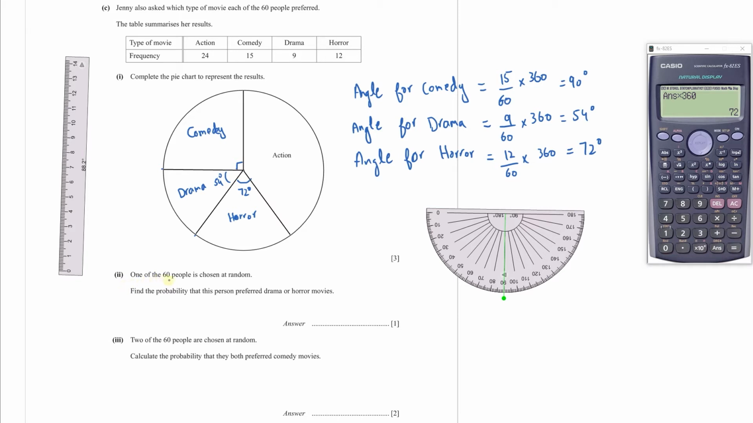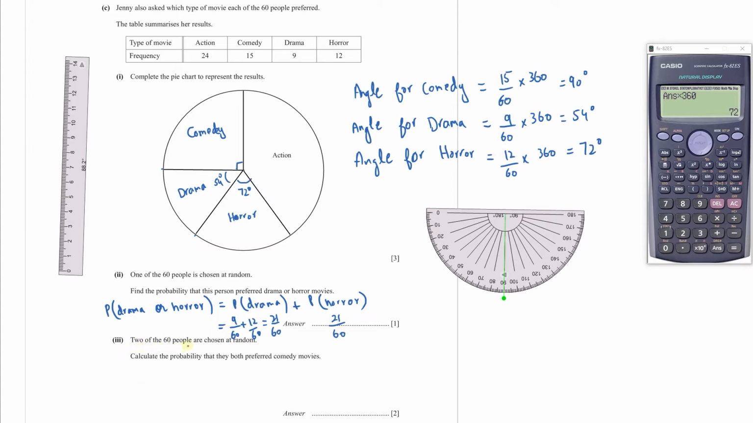Part 2: one of the 60 people is chosen at random. Find the probability that this person preferred drama or horror. So probability of drama or horror will be equal to probability of drama plus the probability of horror. So what is the probability that the person preferred drama? 9 people out of 60. So this is 9 over 60 plus horror. The probability is 12 over 60. So 12 plus 9 will be 21 over 60.